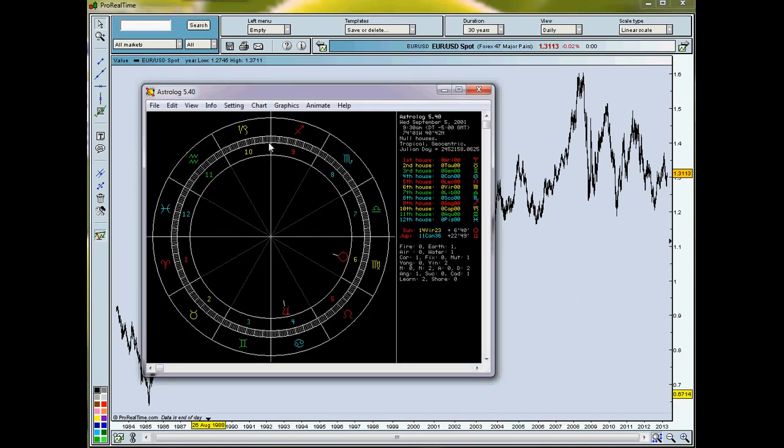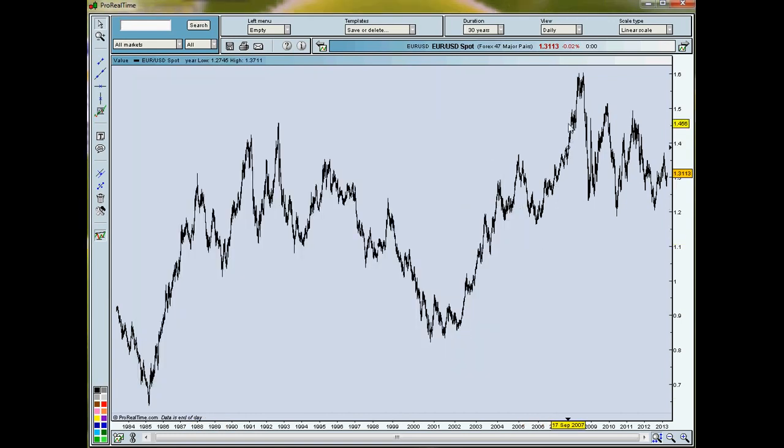Let's go ahead and advance Jupiter to, let's see, 9, 10, 11.5 degrees Capricorn. And we see here that it's February 3rd, 2008. And if we look here, the big top was just a few months after February 3rd, 2008.